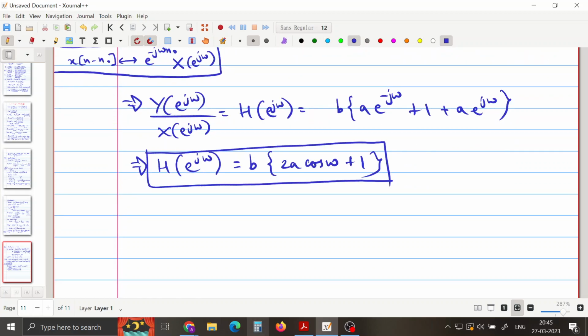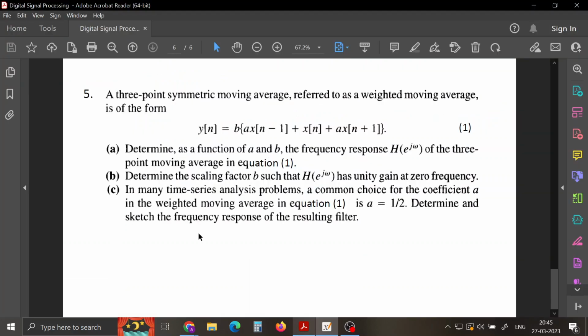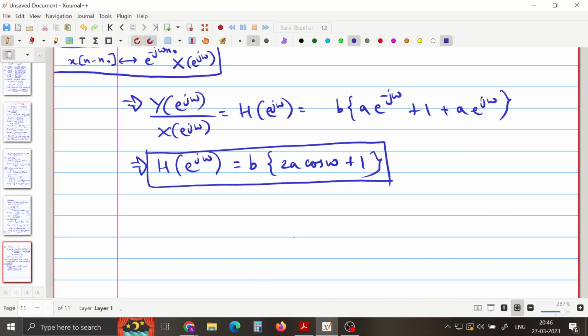Okay, now in the second part we need to find the scaling factor b of the input output equation. We need to find b such that this frequency response has unity gain at 0 frequency, that is at omega equals 0 it is equal to 1. Okay, we have to find the b such that this is true.